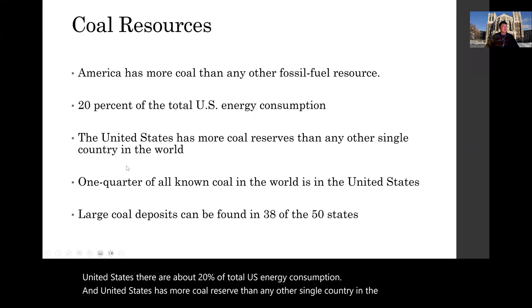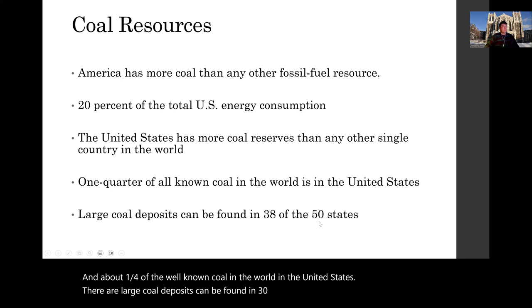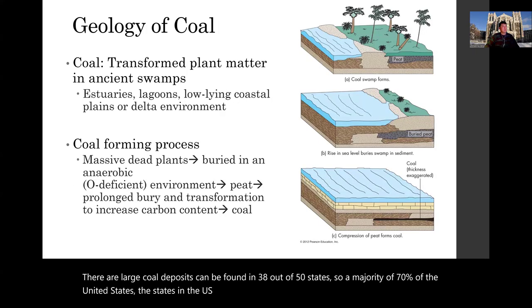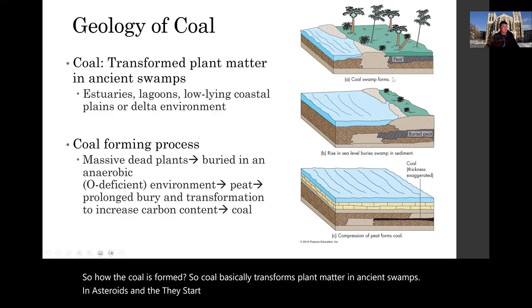And about a quarter of the known coal in the world is in the United States. There are large coal deposits that can be found in 38 out of 50 states. So a majority, 70% of the states in the US have coal resources. So how is the coal formed? So coal basically transforms plant matter in ancient swamps, in estuaries, and they start with these swamps.